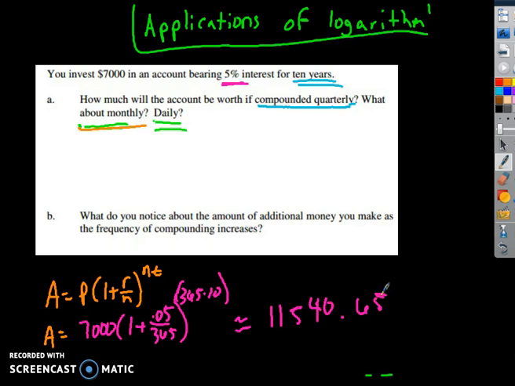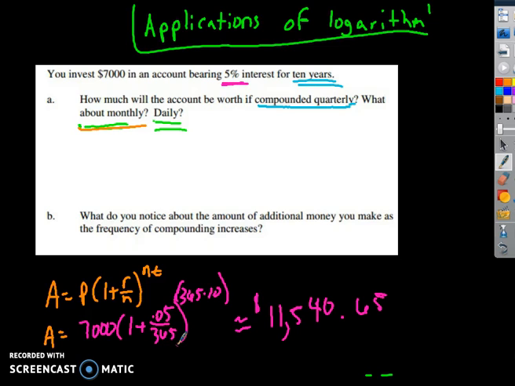$11,540.65. So even then, compounded daily, you get more money. But if you think about it, it's not that much more money. It's not that big of a difference, but it is a different number. All right, so that is the compounded periodically formula. As the second question says, what do you notice about the amount of additional money you make as the frequency of the compound interest increases? Well, we just pointed out is if you compound it more frequently, the amount of money grows faster over time. Or grows to a bigger amount.